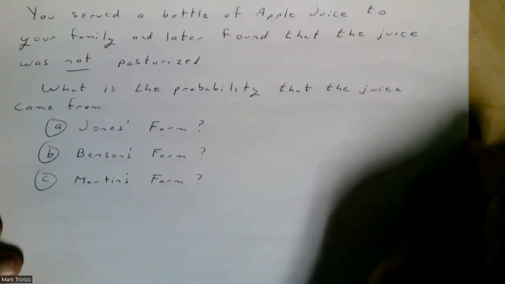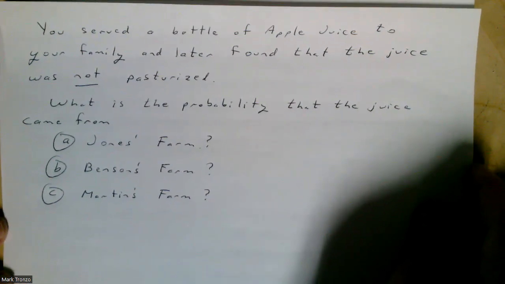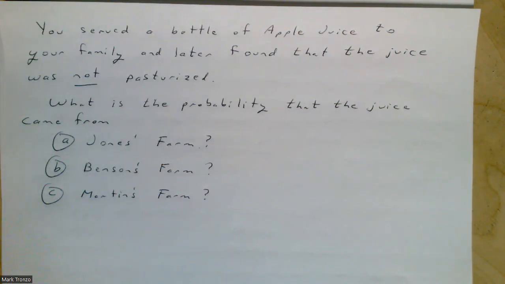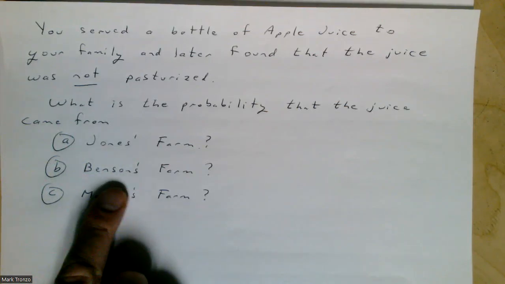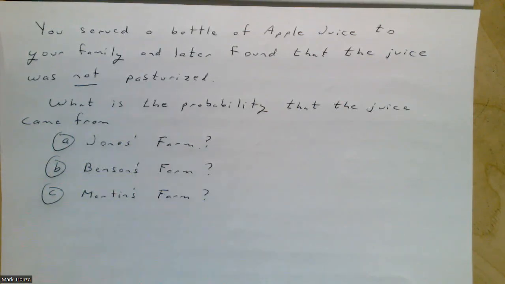So you served a bottle of apple juice to your family and later found that the juice was not pasteurized. What is the probability that the juice came from Jones's farm? What's the probability that the juice came from Benson's farm? What's the probability that the juice came from Martin's farm? And of course, you're mainly concerned. You want to know what the probability is that it came from Benson's farm, because that was the one that had apples that contained harmful bacteria.